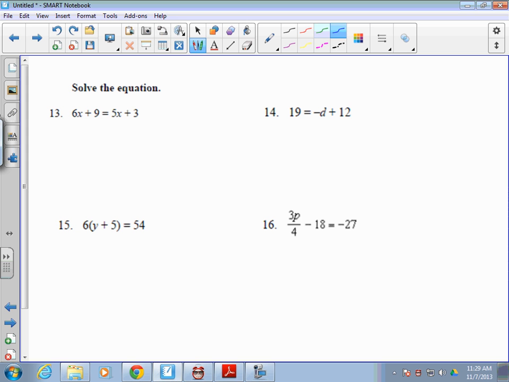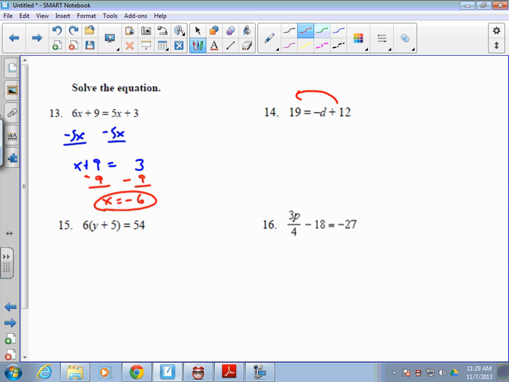Solving these equations, two-step equations. Move your x's to the same side. Subtract the smaller x from the larger one. That leaves you with x plus 9 equals 3. And then move the constants to the other side. Subtract 9 on both sides, and x equals -6.